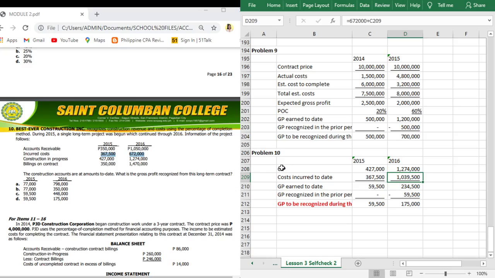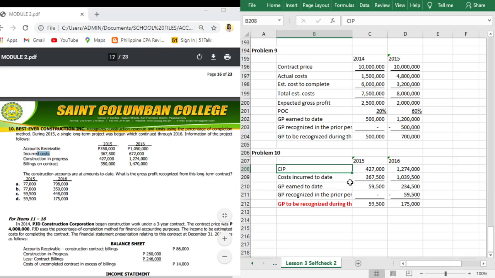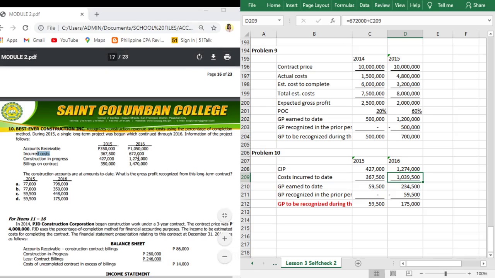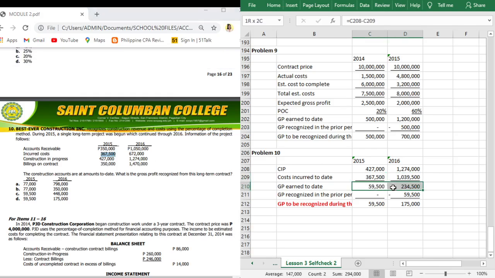This is an amount. I thought that this is to date because the amount keeps getting bigger, but it's not. As you can see, what was put there is incurred cost. So incurred cost 2015 and incurred cost 2016. So that means the incurred cost during the year. Okay? During the year. So that means to get the 2016, we did not only consider the 672,000, but we added the 367,500. So these are then the gross profit earned to date.